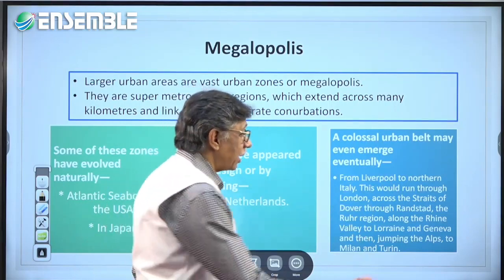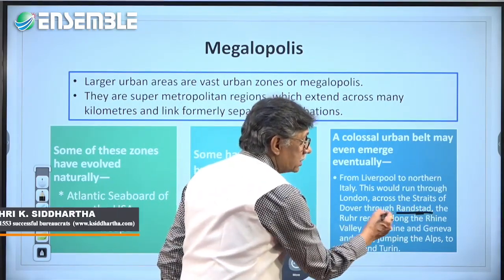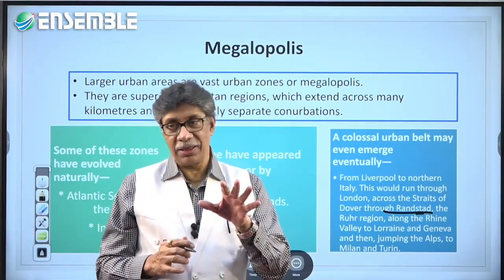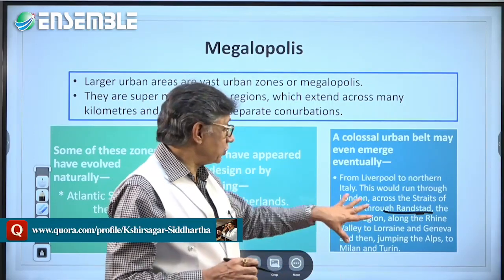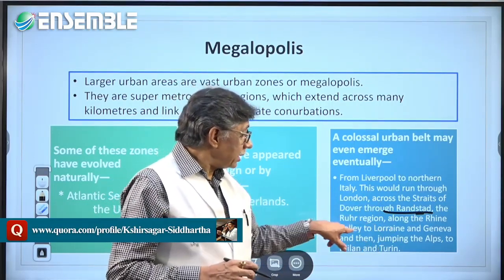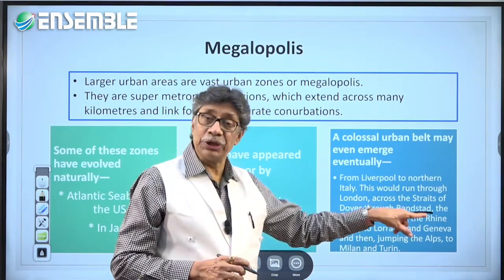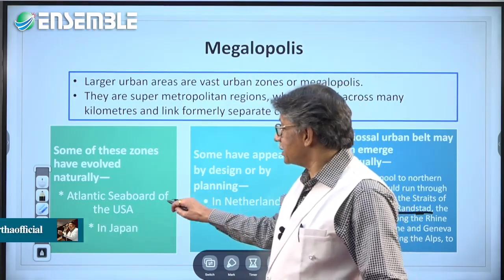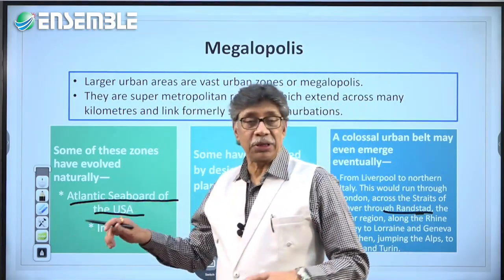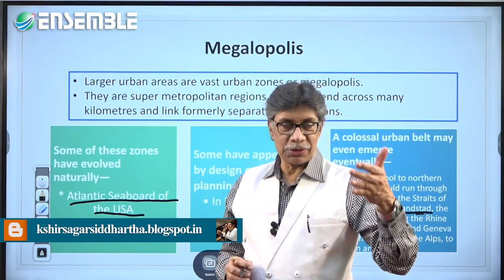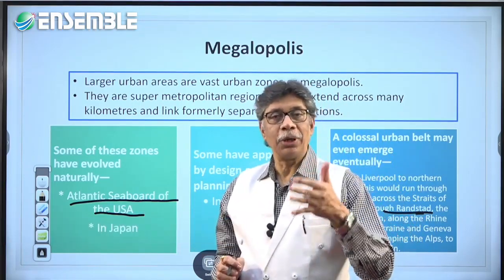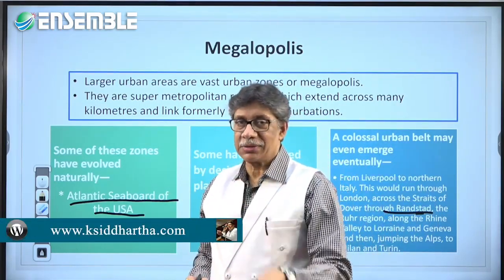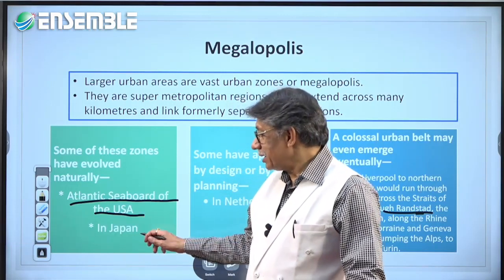And then you have the Randstad megalopolis. This is another, in the Netherlands, and comprises The Hague, Rotterdam and Amsterdam, all three of them combined. Then there is another one from the Rhine Valley to Geneva as well. And then you can pick up the Atlantic seaboard of the United States. When we are talking about the Atlantic seaboard, we are talking about Boston, Philadelphia, New York, Baltimore and Washington DC, comprising all of them along a single line. That's the Atlantic seaboard. And also in Japan.